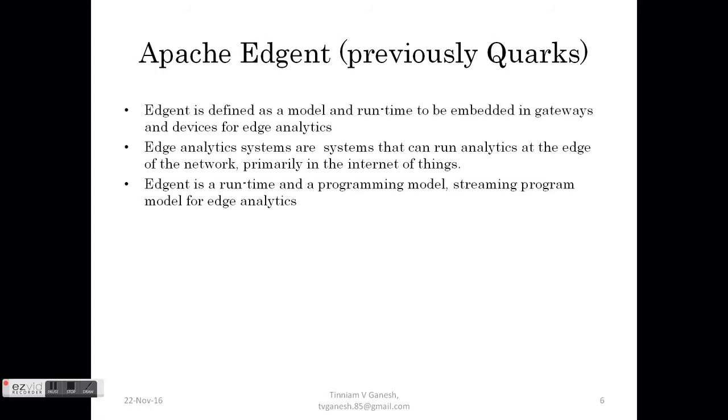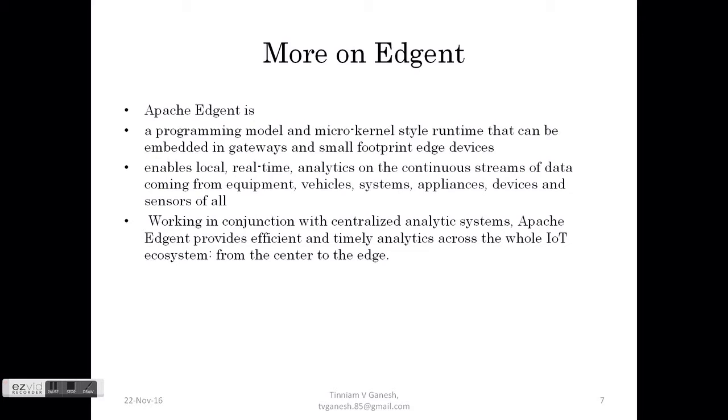So what Apache Edgent does is, it's a module that is embedded in gateways at the edge of the network, and it can run analytics at the edge, primarily for the Internet of Things. It's a runtime and a programmable module that works on streaming data. It's a microkernel type runtime that can be embedded in gateways and small devices, and you can use it on vehicles, systems and appliances in manufacturing, etc.